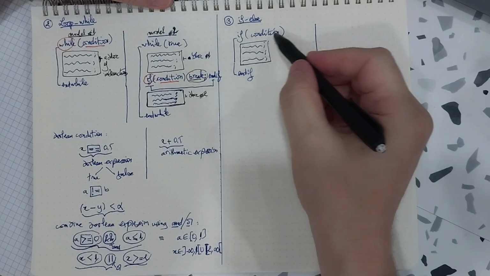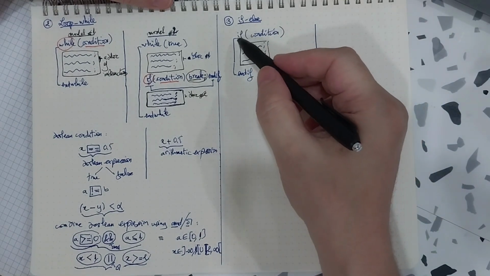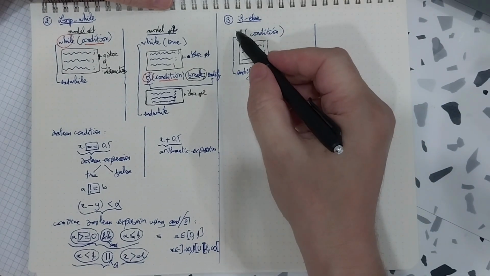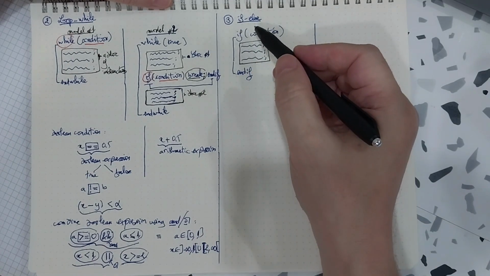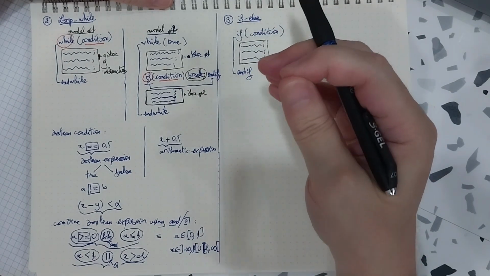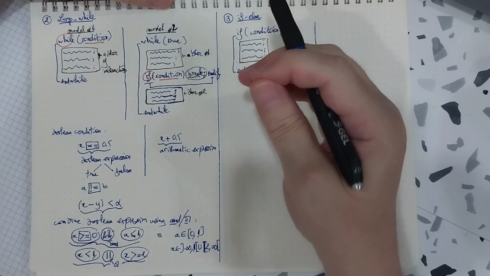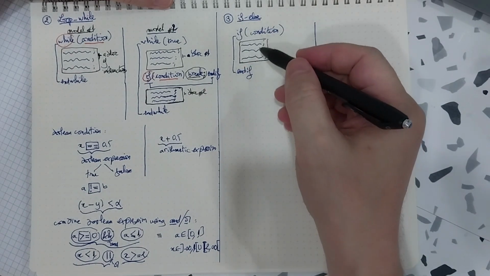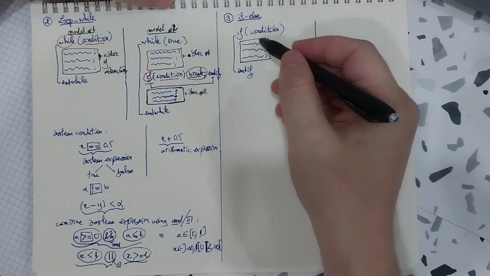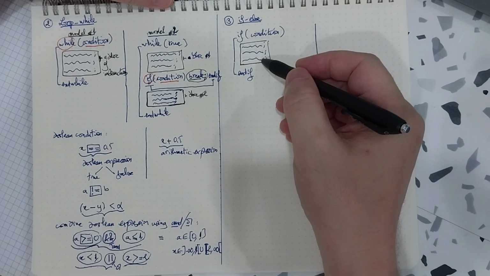So you come here to conditional branching, which tells us that we have a condition to satisfy. If it is true, we will execute, we will do some instructions. All the instructions here will be executed. Otherwise they will never be executed.